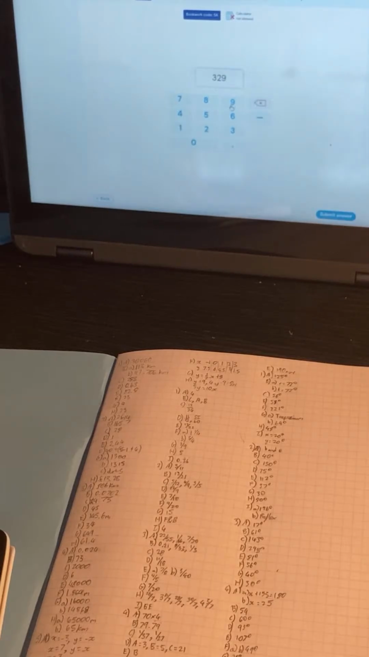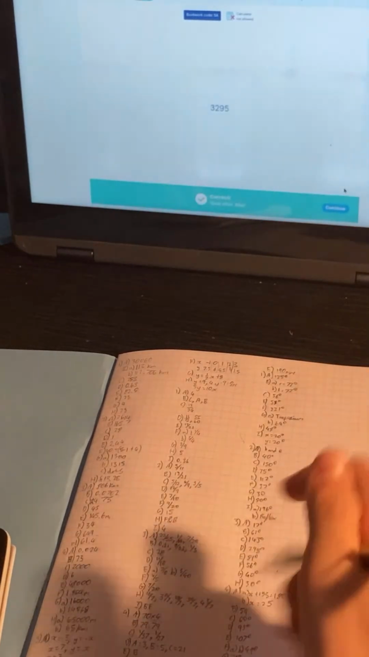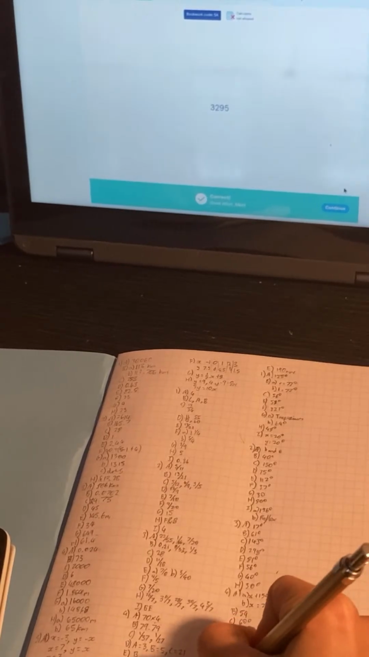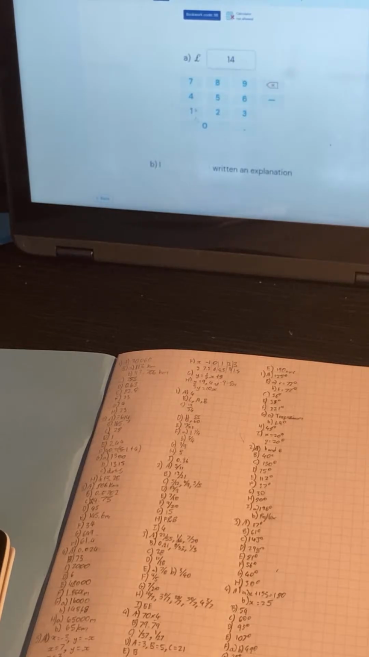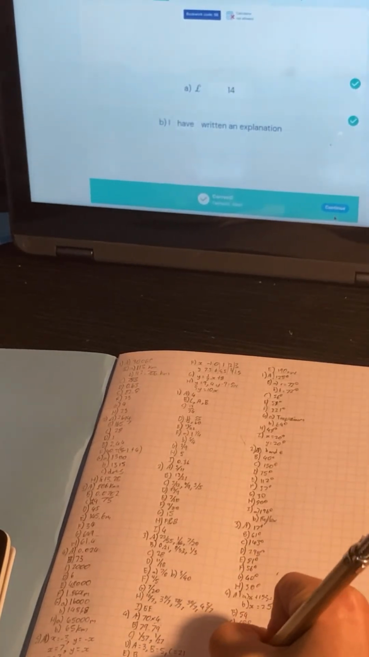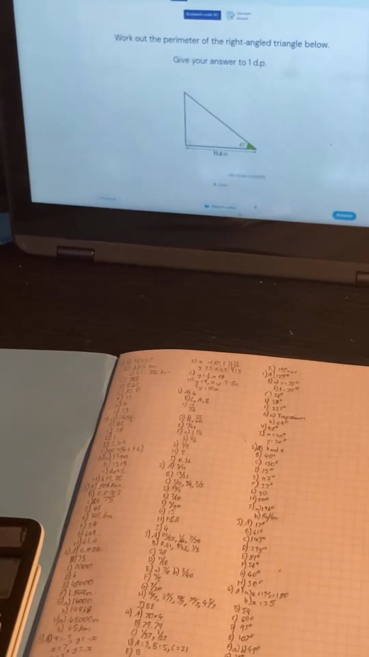Nine, 3295. 3295B. Tossing that, and that. 7 plus 1 plus 6. 7, 1, 8, 14. I would not know how he got 19. Oh, because I estimated it to be 40. Is that why?